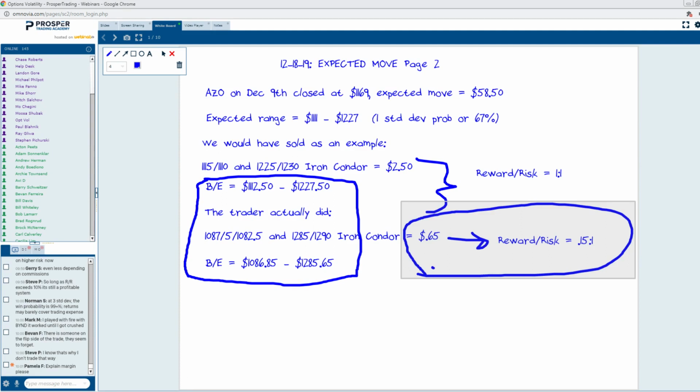Well, margin is the amount of risk that you have to your position, Pamela. So if I'm selling something, like in this instance where I am collecting 65 cents, but I can lose $4.35, what the clearing firm or your brokerage firm is going to do is charge you for having that risk.